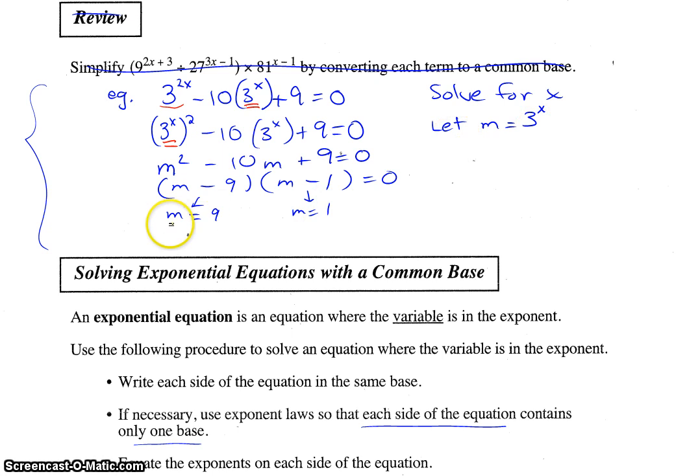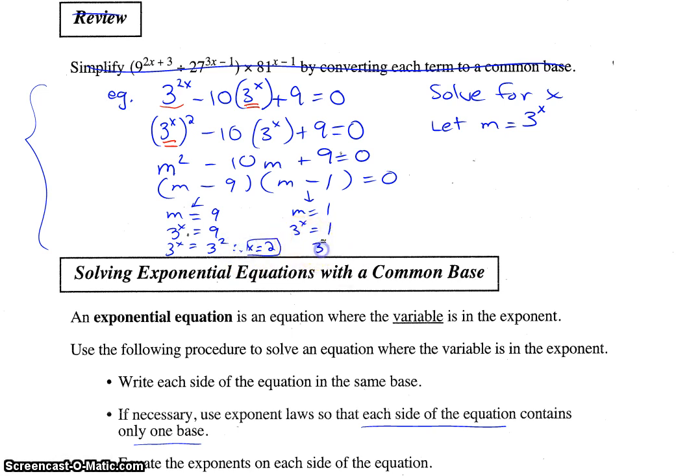Now, replace m back with 3 to the x. Okay, and same thing here. So now we actually have 2 exponential equations where we want to get the bases the same. 3 to the x equals 9 and 3 to the x equals 1. So let's see if we can get the bases the same. 9, I know that to be 3 squared, right? So 3 to the x equals 3 squared, what does that mean about x? Therefore, x would equal 2. Good, that's one of our answers.